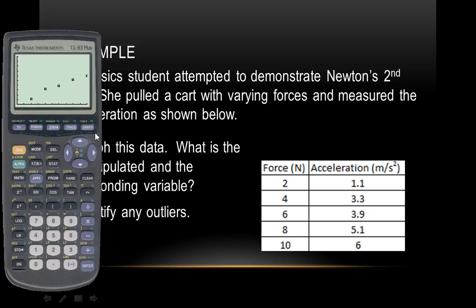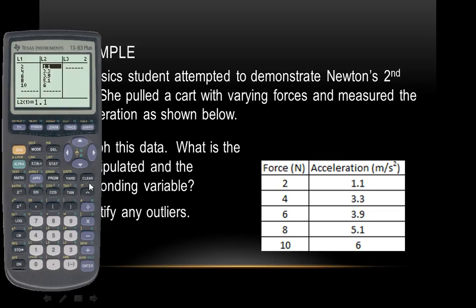And then if you hit graph, you can actually see them. No, you don't want to use a paper graph right now. So from the beginning, you hit stat, and then you hit enter, and you get to edit your lists. That's why it's called stat edit.